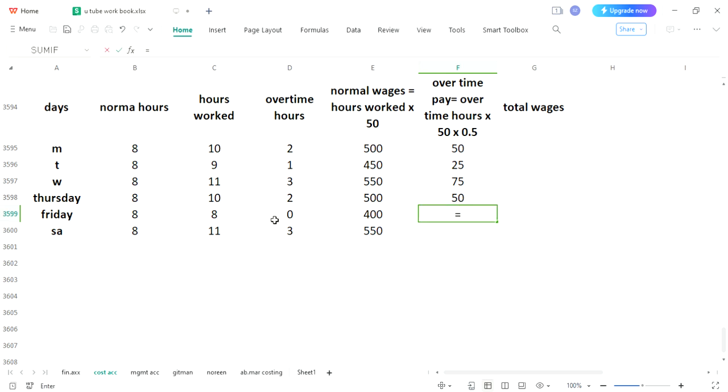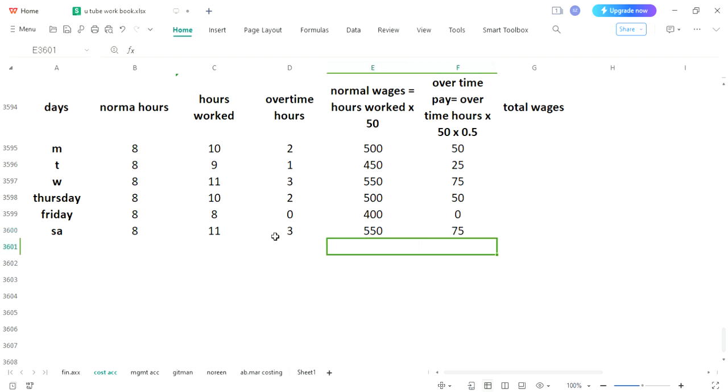Finally, we are on Friday, no overtime hours, 0. On Saturday, we have overtime hours 3, multiplied by 50 per hour and by 0.5 to make it half. All overtime payments are present here. It's time to calculate their sum, and you will calculate the sum of normal wages separately and the sum of overtime payments separately. First we will calculate the sum of normal wages. 550, 400, 554 and 500.